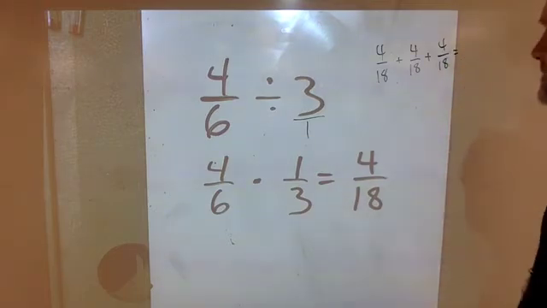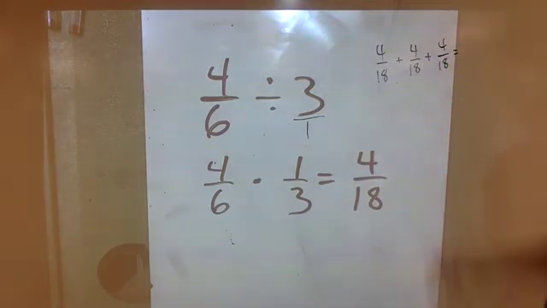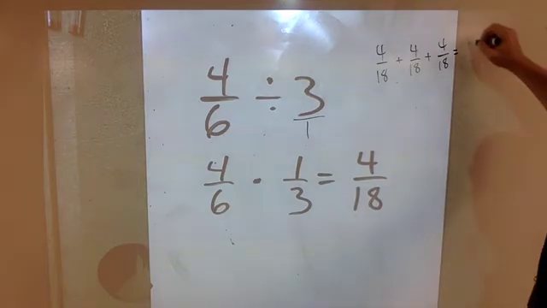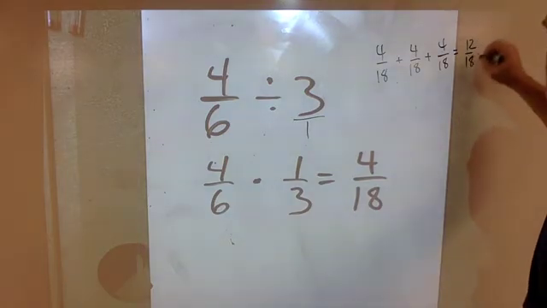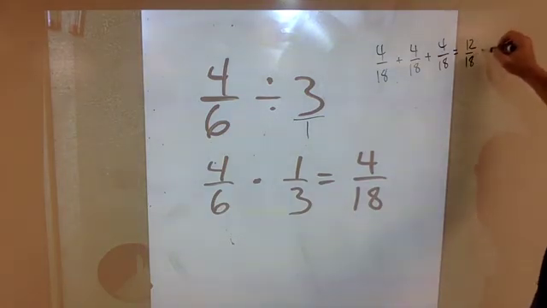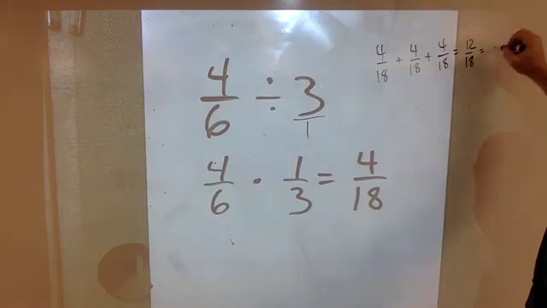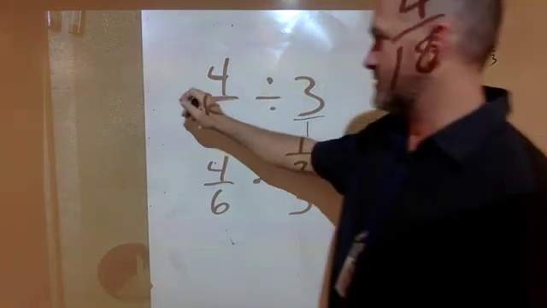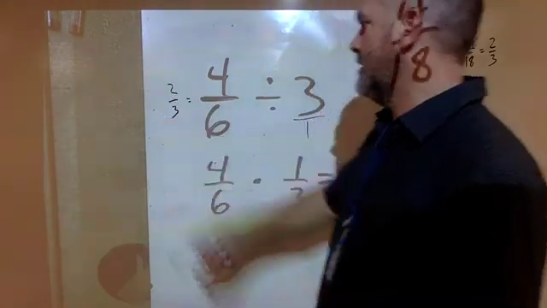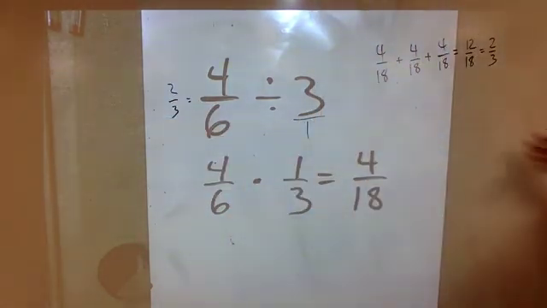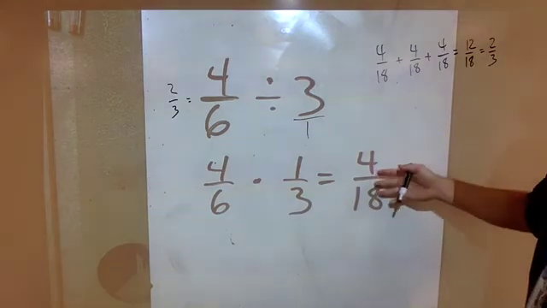If you add those 3 parts together, that's 4 plus 4 plus 4, that's 12. That's 12/18, and 12/18 reduces to 2/3, which 4/6 reduces to 2/3. So it works. This is just checking your work to make sure that number is right.